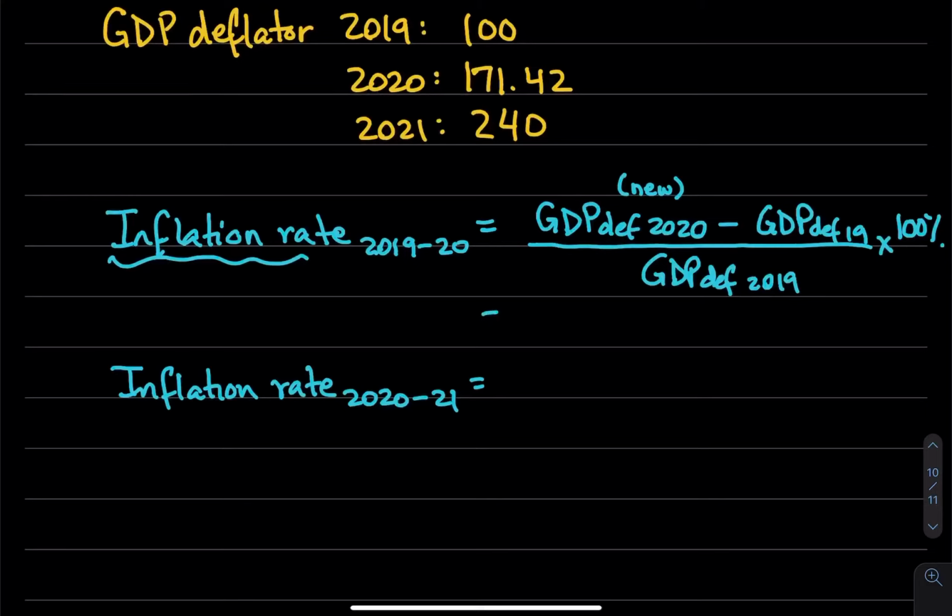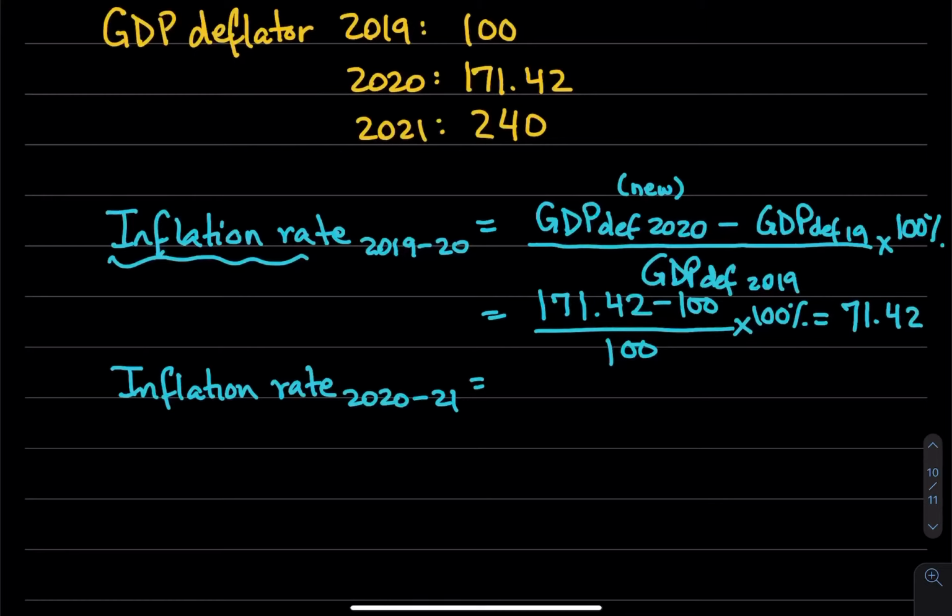And so we can put some values in here. You don't have to do this if the base is 100, right? So some of you can already see this, but we can write it out anyway. So GDP deflator in 2020 is 171.42 minus 100 divided by 100 times 100%, and this just means prices rose by 71.42%. That's a huge increase in prices. Doesn't happen just like that, okay?